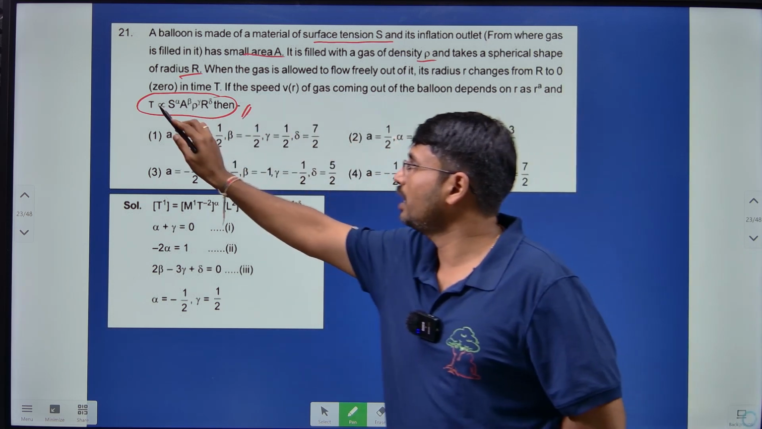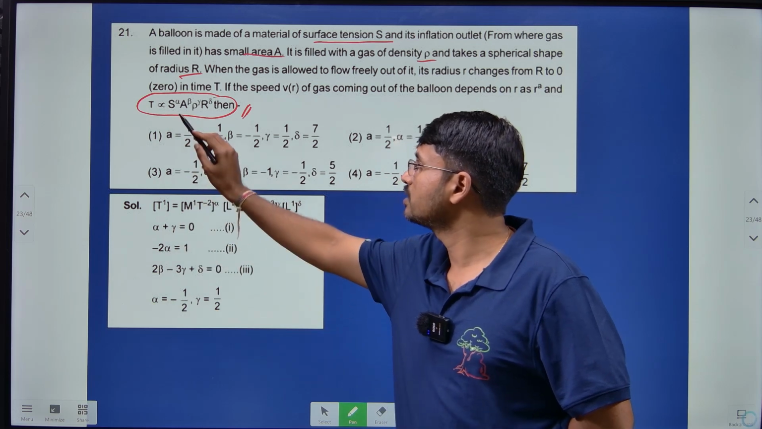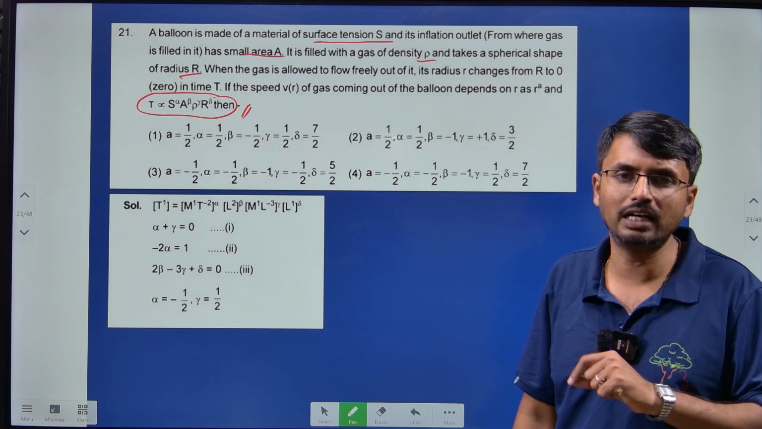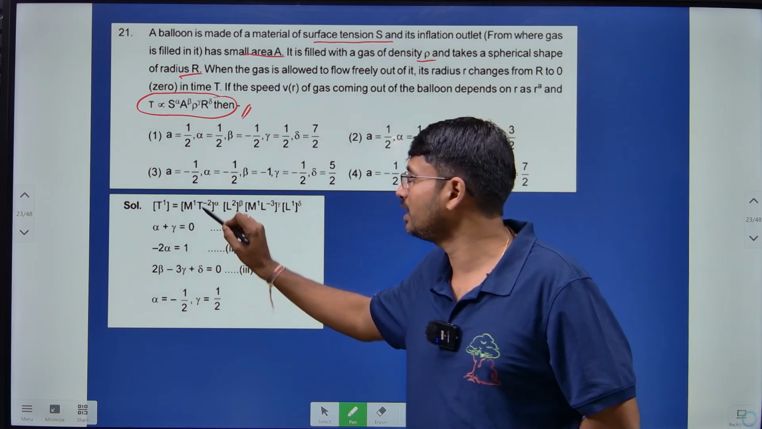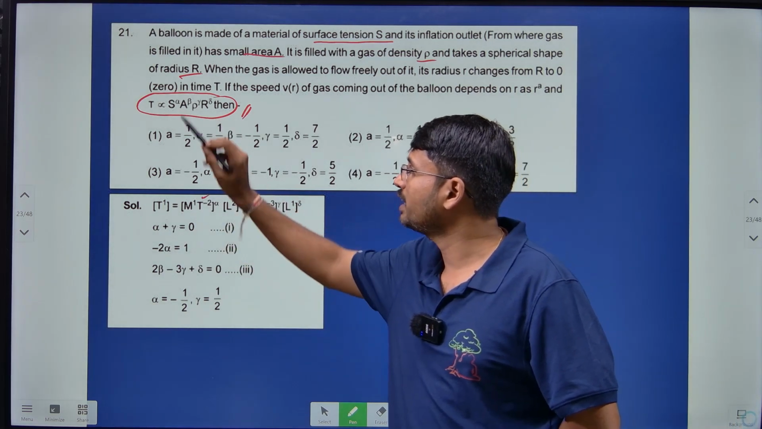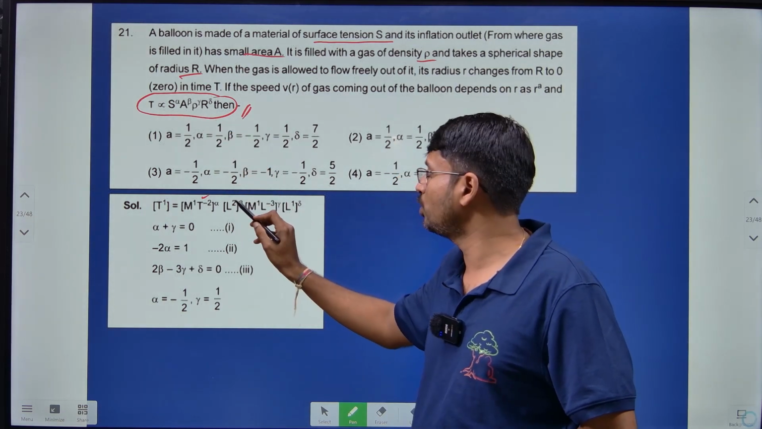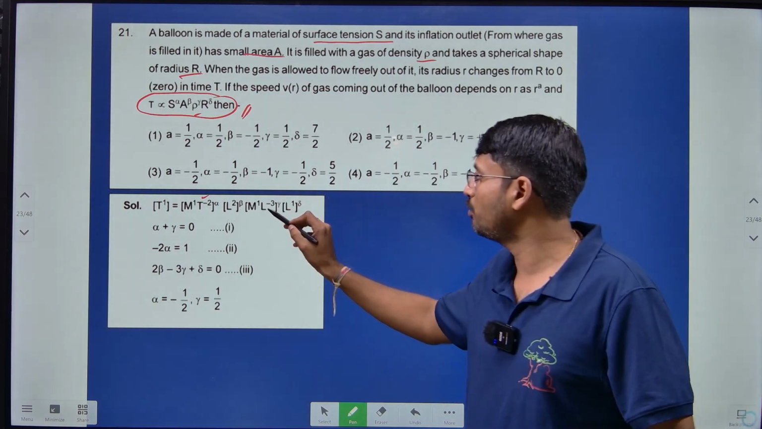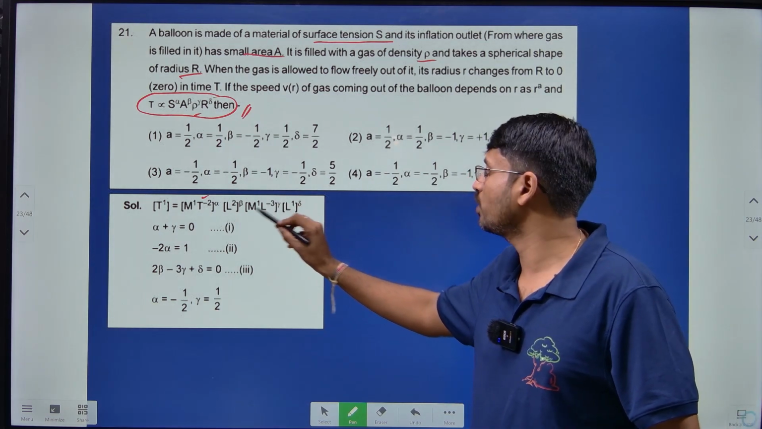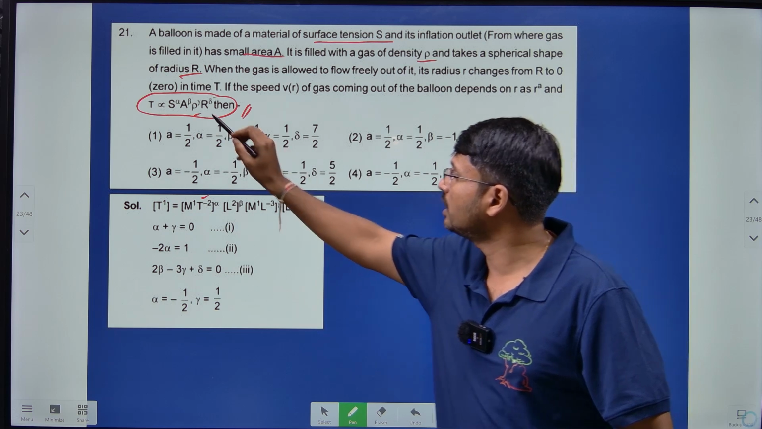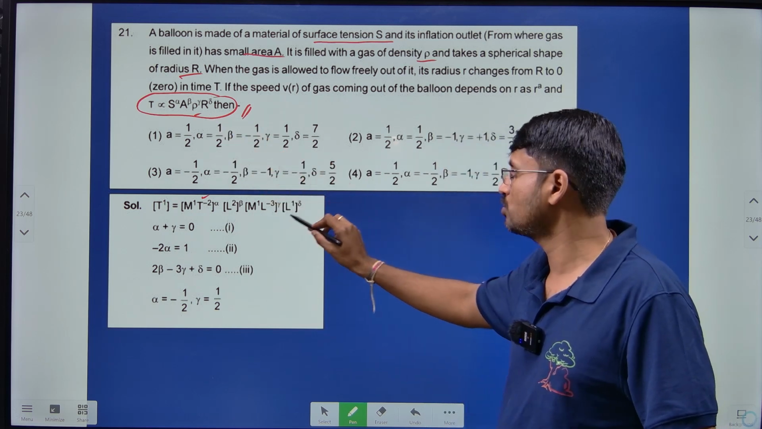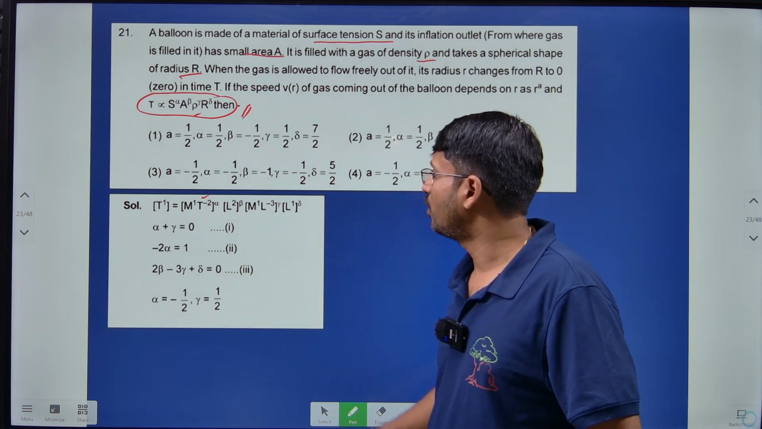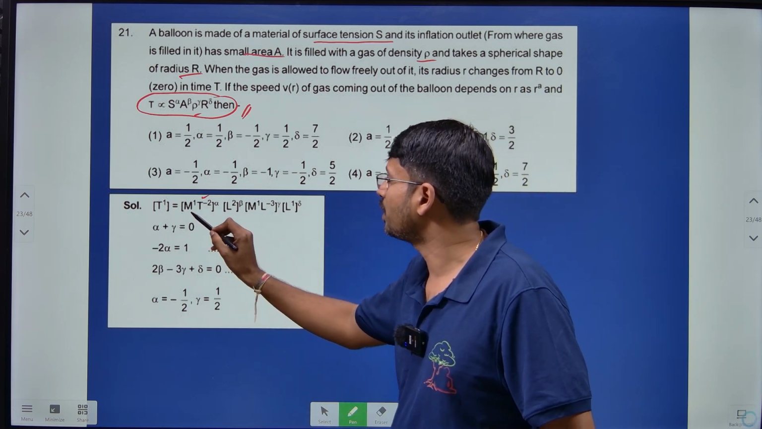First, the dimensional formula of time is just T. Surface tension is force per unit length. Force is M L T power minus 2 divided by length, so L gets cancelled, and we are left with M T power minus 2, whole power alpha. A is just the area, so it is L power 2, whole power beta. Rho is density, mass divided by volume, that is M divided by L cube, so M L power minus 3, whole power gamma. And r is just the radius, a distance, so L power delta. Using this, now we can compare. First we can compare the mass.